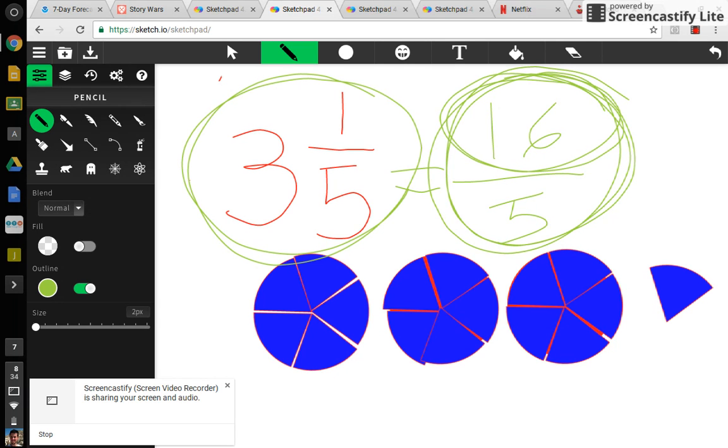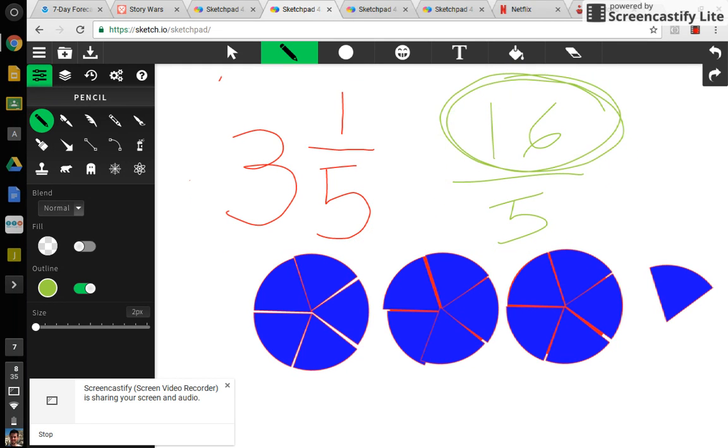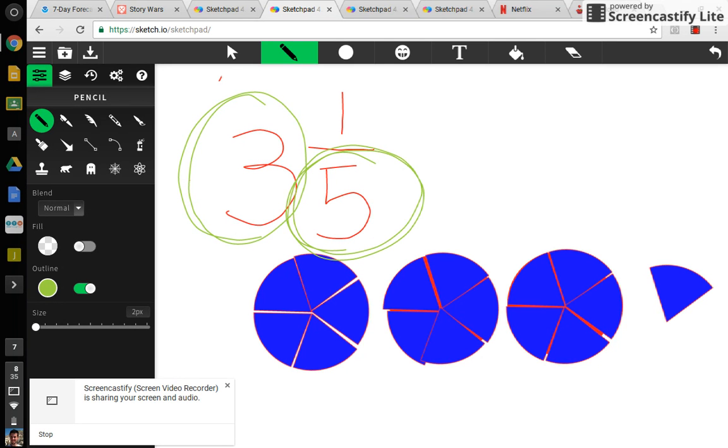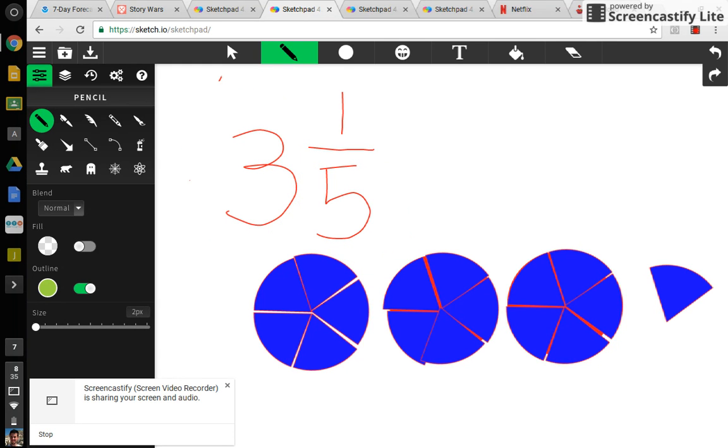All right, so let me show you a strategy that we could use to really quickly convert a mixed number into an improper fraction. It's pretty simple. All you're going to do is focus on your whole number, and think about the size of the pieces. And here we've got fifths. So we're going to think about it this way. How many fifths will fill up a whole? Let me say that again. How many fifths are going to fill up one whole?